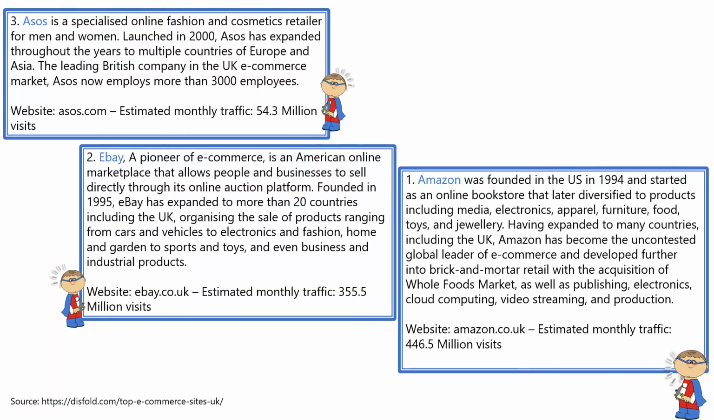And as you would expect, number 1 is Amazon. Amazon was founded in the US in 1994 and started as an online bookstore that later diversified to products including media, electronics, apparel, gadgets and stuff, furniture, food, toys and jewellery. Having expanded to many countries including the UK, Amazon has become the uncontested global leader of e-commerce and developed further into brick-and-mortar retail with the acquisition of Whole Foods Market, as well as publishing, electronics, cloud computing, video streaming and production. Let's face it, we use Amazon for an awful lot.